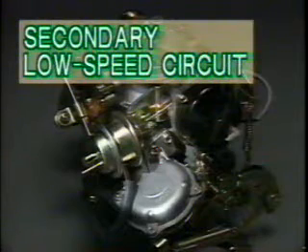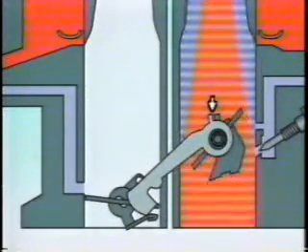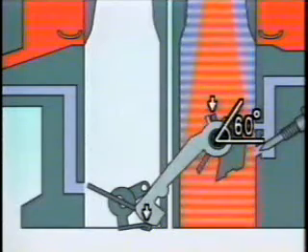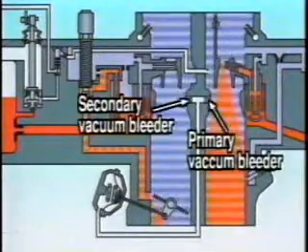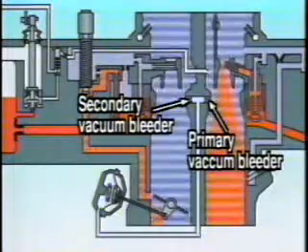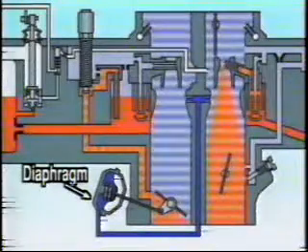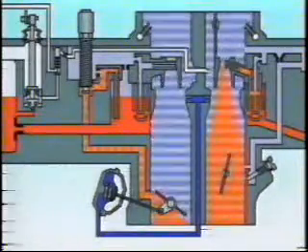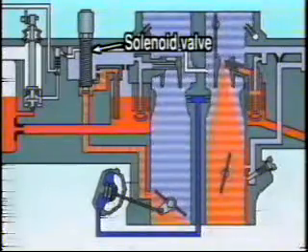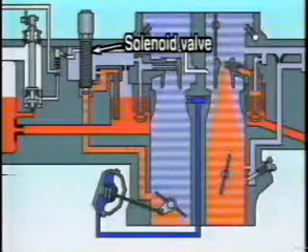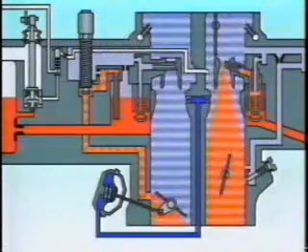Let's look at the secondary low-speed circuit for the secondary barrel. If the primary throttle valve opens more than 60 degrees, the cam in the kick-up system will force the secondary throttle valve to open slightly. This exposes the secondary slow port, causing fuel to be delivered to the intake manifold. When this happens, the vacuum bleeder, which is part of the Venturi, produces a vacuum which opens the secondary throttle valve. When the engine RPM rises, the pressure from the vacuum bleeder overcomes the diaphragm spring, which in turn causes the secondary throttle to slowly open. The secondary low-speed circuit, like the primary low-speed circuit, uses a solenoid so that when the ignition switch is off, the route is closed off.